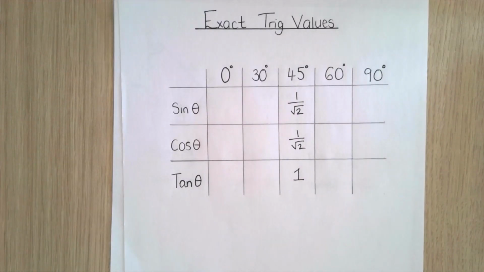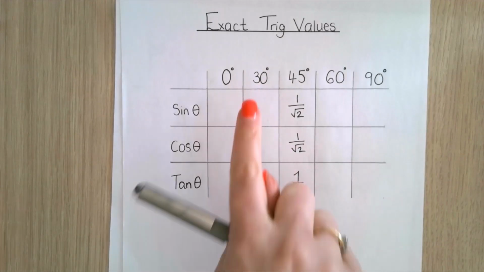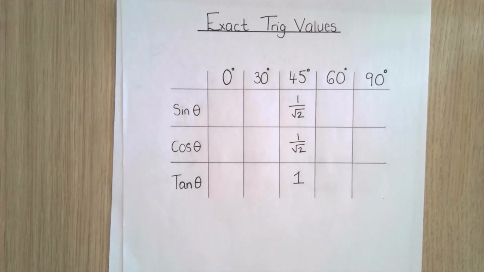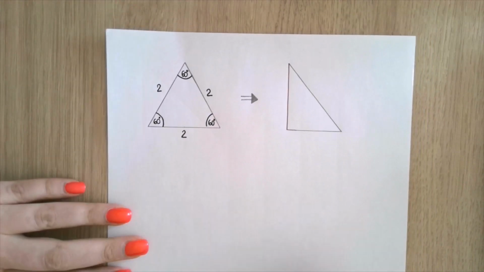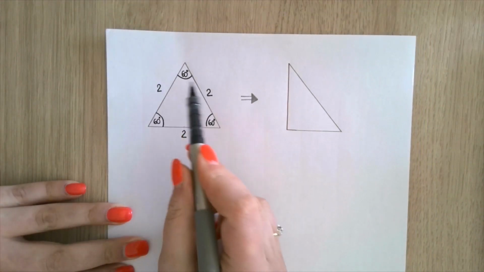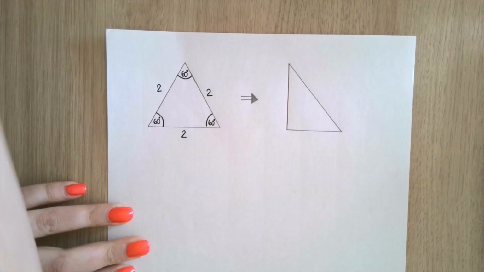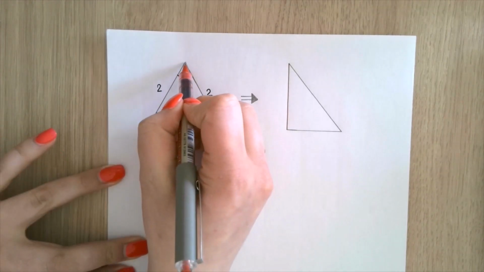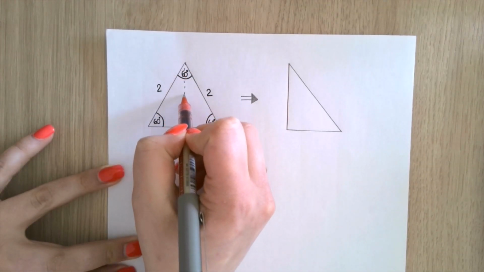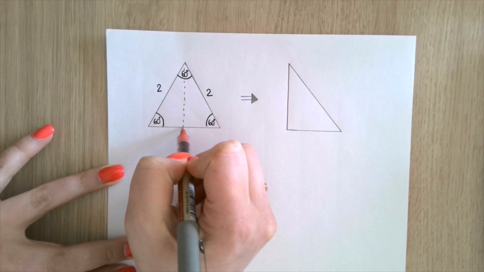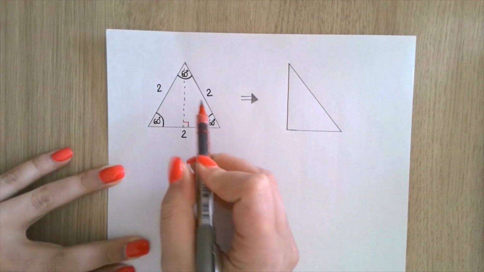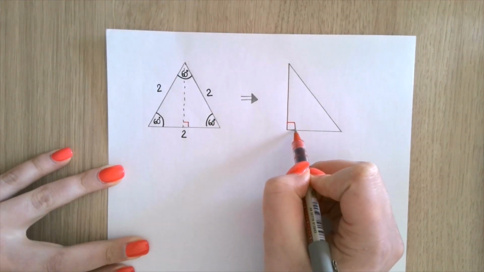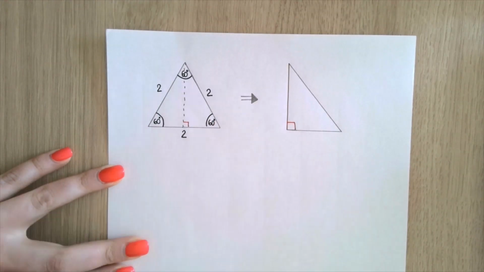Now to show you how to work out the functions for 30 degrees and 60 degrees. So here is a triangle. This time I've got an equilateral triangle. Now I don't have a right angle in it, so what I'm going to do is split that triangle straight down the middle, which will make a right angled triangle, which I've drawn just to the right hand side here to show you.